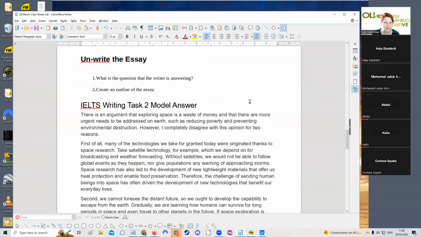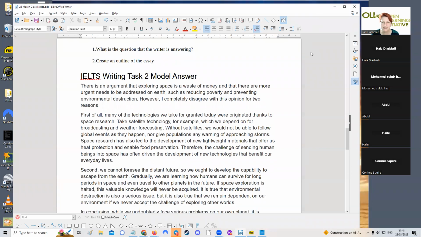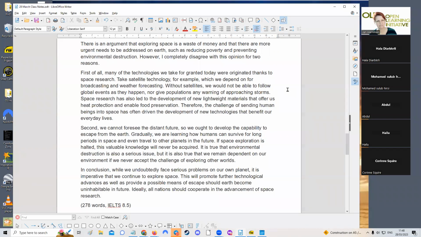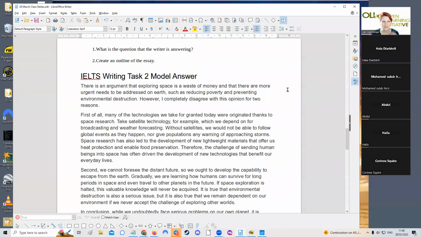So here we have an essay in the IELTS fashion. This one was scored at 8.5. Let's see how they did it. The first thing we want to figure out is, from what they have written, can we write the question that they were being asked?